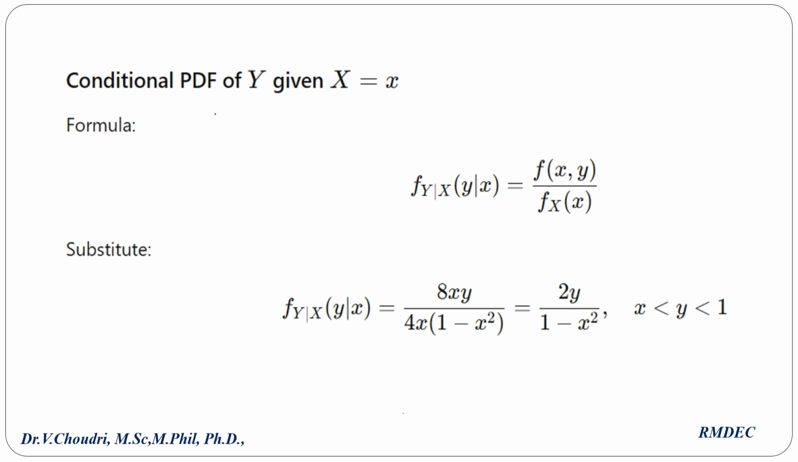Now the conditional probability density function of y given x equal to x, that is f of y given x. The same formula: f of x comma y divided by, here the denominator is x only, so f of x. Substitute here, f of x comma y equal to 8xy, and f of x equal to 4x into 1 minus x square. So cancel 1x, x, and 4 and 2. So 2y divided by 1 minus x square. What is the limit? X less than y less than 1.